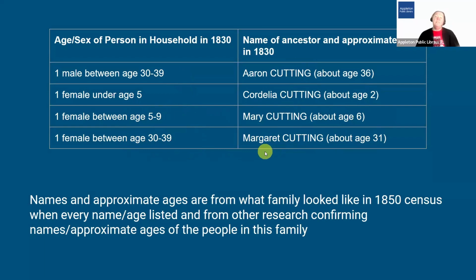And again, those names and approximate ages that I have for this family are going to be what the family looked like in the 1850 census, the 1860, 1870, all those later censuses where they're listed all by name and by age. So I know exactly who's in this family, even before we get to the tick marks only.